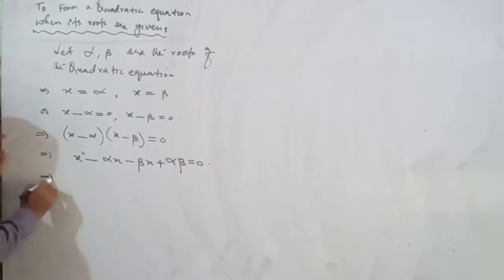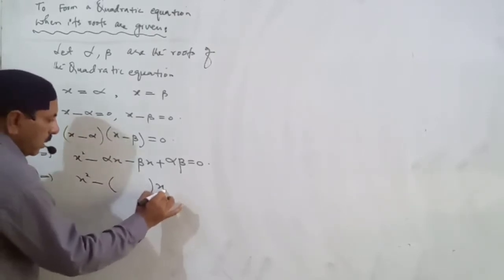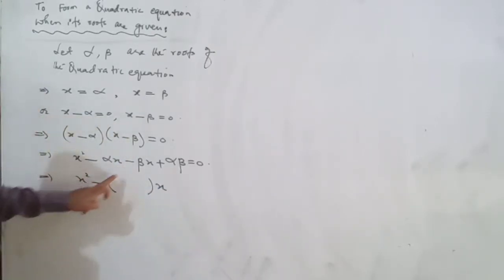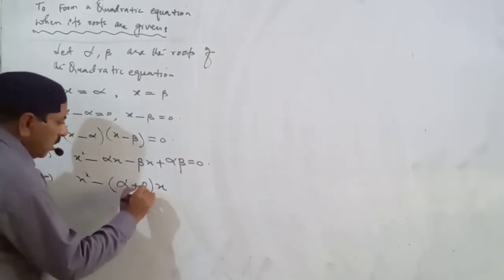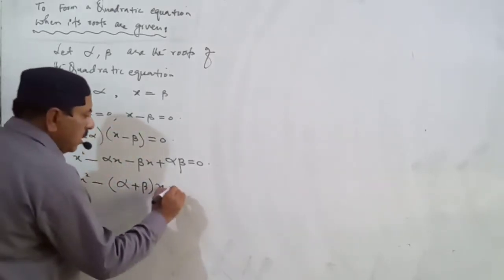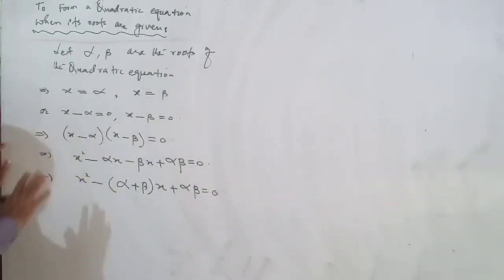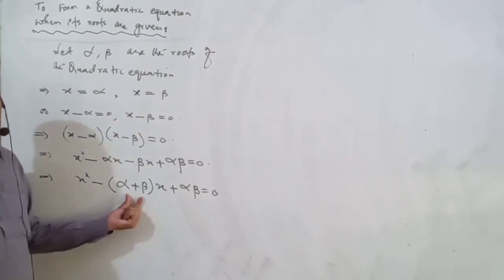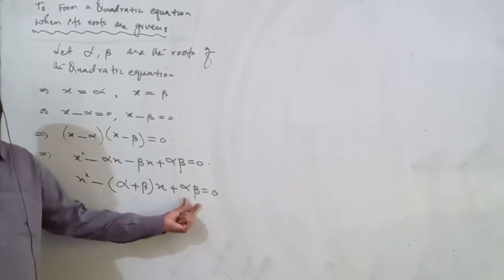So this will be x square minus x common, remaining will be alpha plus beta, plus alpha beta is equal to 0. So this is the required equation, where alpha and beta are the roots. Here, alpha plus beta is the summation of the roots, and alpha beta is the product of the roots.